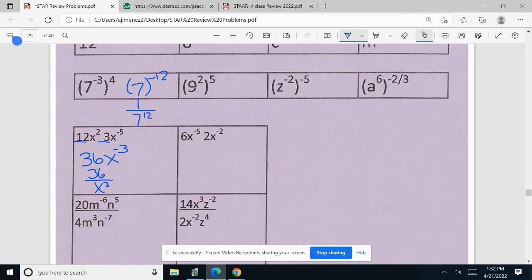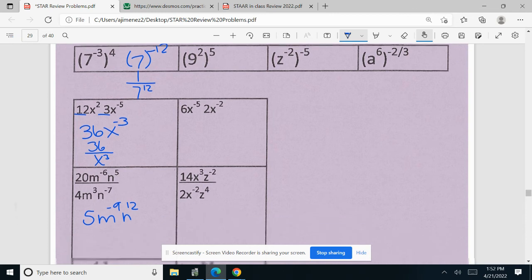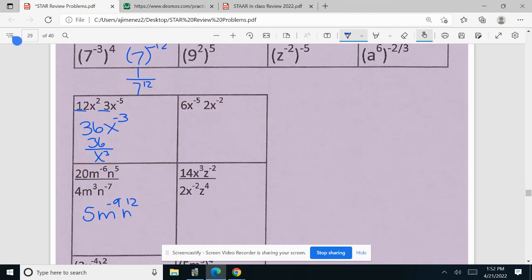All right, we're going to do this one. Again, numbers and variables this time. So we divide the numbers, 20 and 4, that's 5. Subtract the exponents. -6 minus 3 is -9. 5 minus -7 is 12. It has a negative exponent. So that means that negative exponent and variable are going to go to the bottom of the fraction and everybody else stays at the top because they're positive.